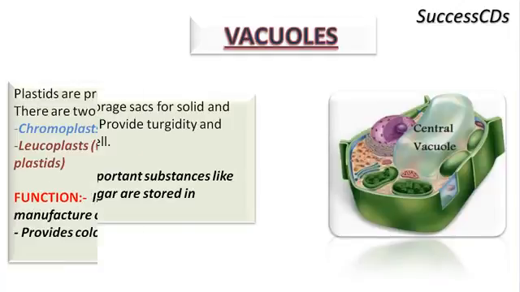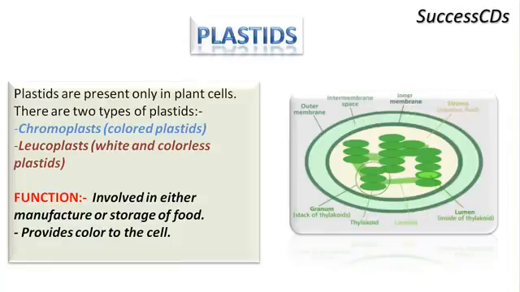Now lastly, we will see plastids. Plastids are only present inside the plant cell. They are broadly of two types, chromoplasts, which are the colored plastids, and leucoplasts, which are white and colorless plastids. Basically, their function is to provide the color to the cell. The plants have pigment called chlorophyll, which is a chloroplast.